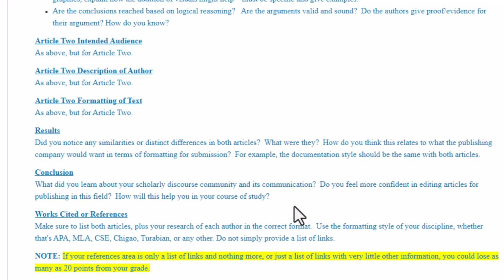Lastly, you're going to give me a works cited page, and this can be in whatever style you're using or the style of the journal. So if it's APA, MLA, CSE, Chicago, Turabian, anything, it doesn't matter as long as you do have a formal works cited or references page, and it does have all the information, not just a list of links. Now, if your references page comes up and it's only a list of links, you will lose as many as 20 points from your grade automatically. You must do a little more work than that, and you must format things well.